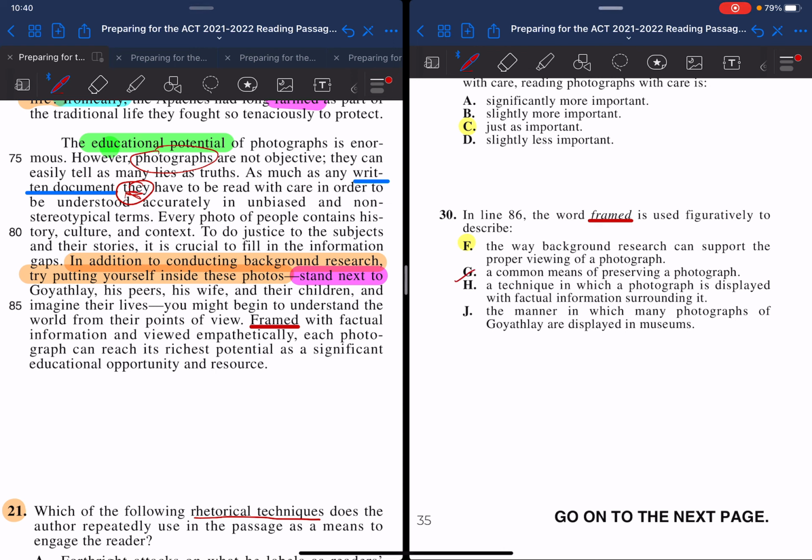So it's not a way of preserving a photograph, and we're not literally surrounding it, because that would mean that we're using it literally, but it says we're using this word figuratively. Okay. And we're not talking about pictures of Goyathli in particular. We're talking about historical photographs in general. So that's why the answer is letter F.